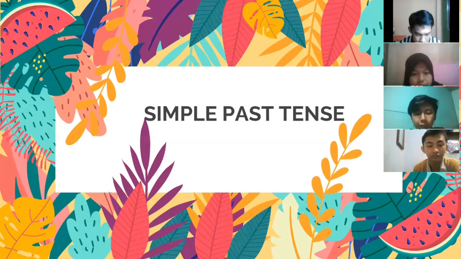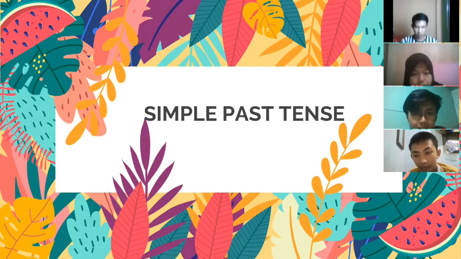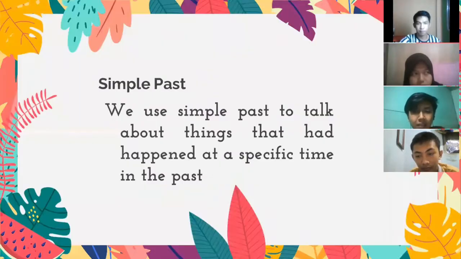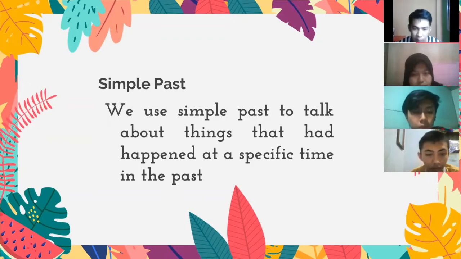Okay, I will explain about simple past tense. Next. We use simple past to talk about things that happened at a specific time in the past.